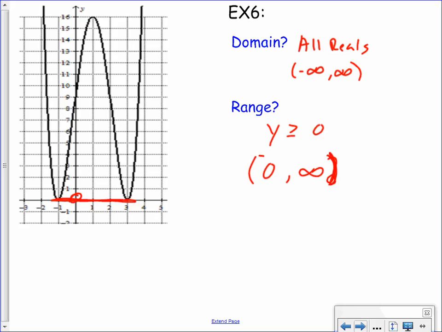Wait, you got it backwards. Sorry. There you go. So this is the curve. I'm going to make it go ahead like that. There you go.